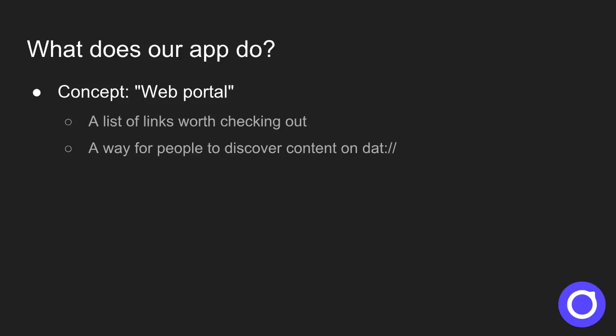Decided to make this because people need a way to discover content on Dat, and we haven't really found a great way to do that. You download the browser, the Beaker browser, and you open it up. Okay, well, now I need to find some content. Well, why don't we solve that? Let's make a web portal, like the old school Yahoo days.